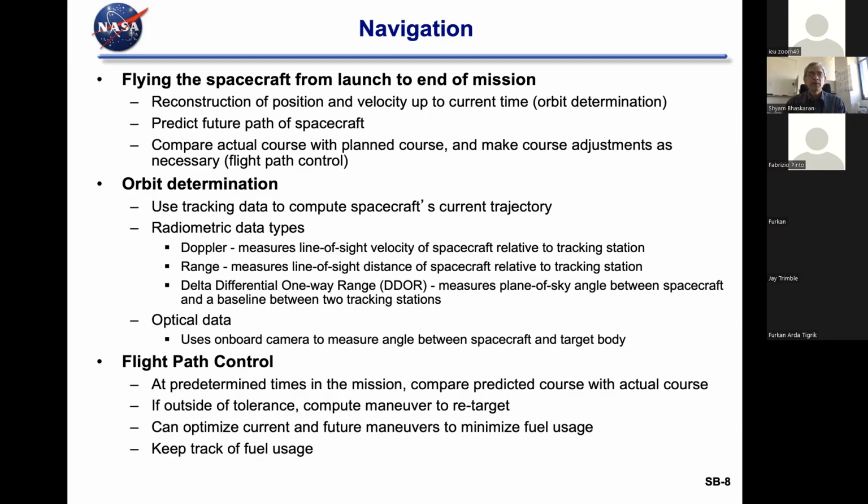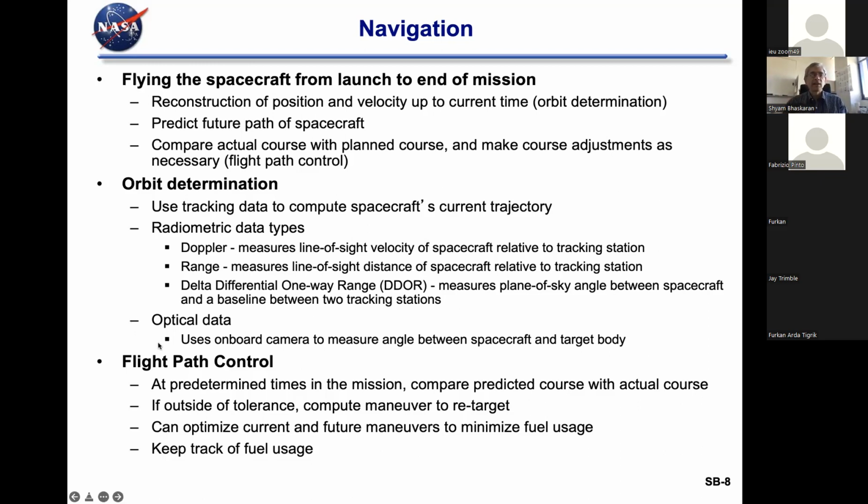We also use a couple of different things that help us refine that orbit. One is called delta differential one-way range, or delta DOR. What the delta DOR does is an interferometric data type. The spacecraft sends a signal down to the Earth, and we have two tracking stations on either side of the Earth. One tracking station will receive that signal just a little bit before the other. And if you do the math, look at the geometry, that eventually tells you the angle in the sky where the spacecraft is.